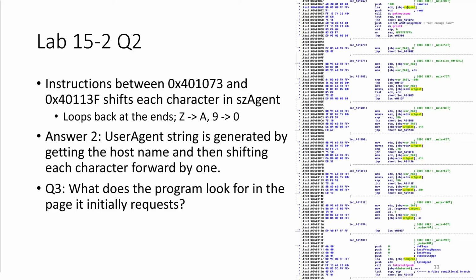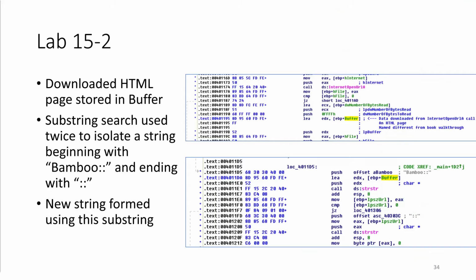And just as a reminder, the next question was, what does the program look for in the page it initially requests? The HTML page downloaded from the InternetOpenUrlA function call is stored in a variable that was named buffer during my analysis. And after this, the function strstr is called twice, interacting with the buffer. Or the buffer variable, I should say.